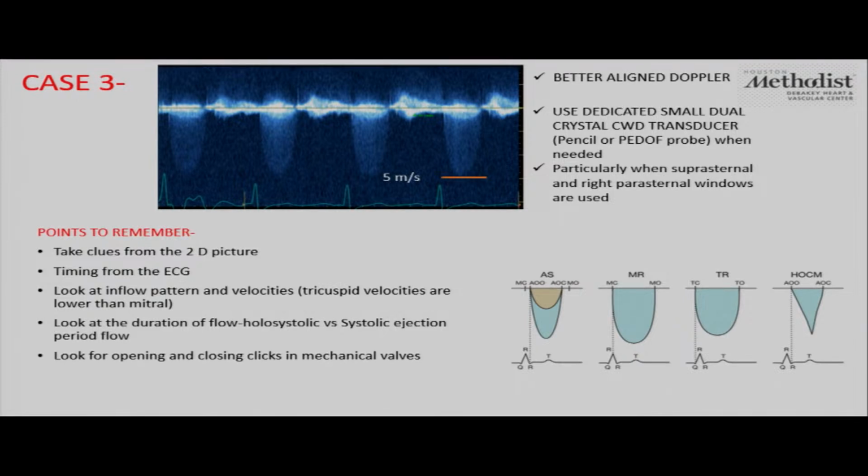And look for opening and closing clicks in mechanical valves. If they do give you prominent clicks, then obviously they're giving you a clue on mechanical valve. And look at peak velocity, right? It has to make physiological sense. Is it an MR jet or is it an AS jet? And look for the shape of the jet. Definitely very, very important clue, right? You have the parabolic ones and then you have the late peaking ones in HOCM.